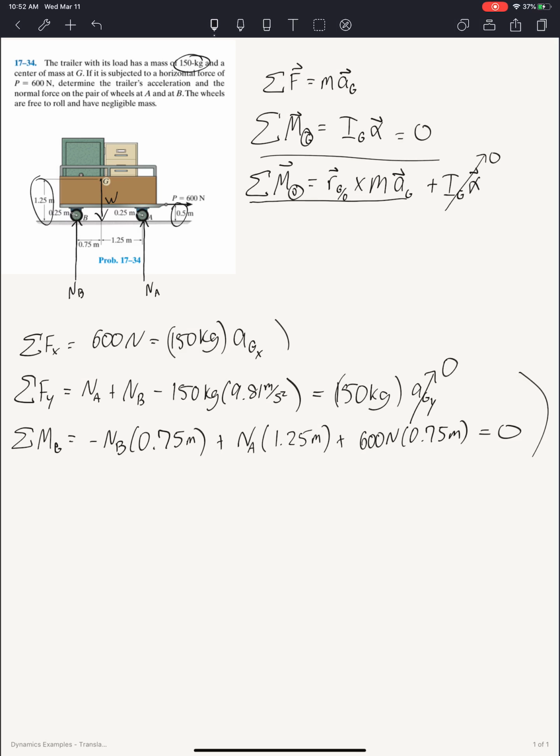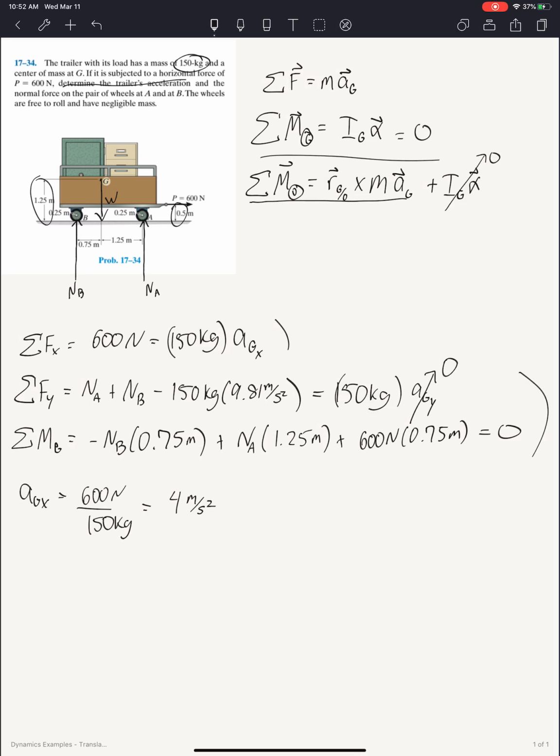Let's talk about AGX first. AGX is equal to 600 newtons divided by 150 kilograms, and that's equal to 4 meters per second squared. And I know I didn't focus on this very much, but they did ask me for that. Determine the trailer's acceleration and the normal force on the pairs of wheels at A and B. So there you go. We have found the acceleration.